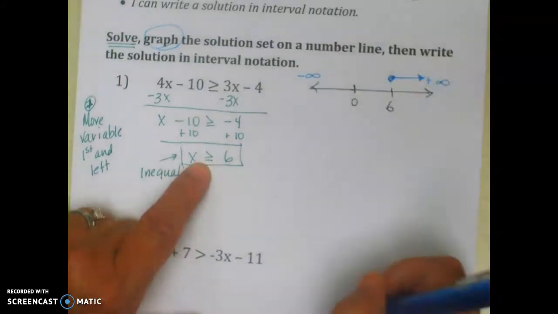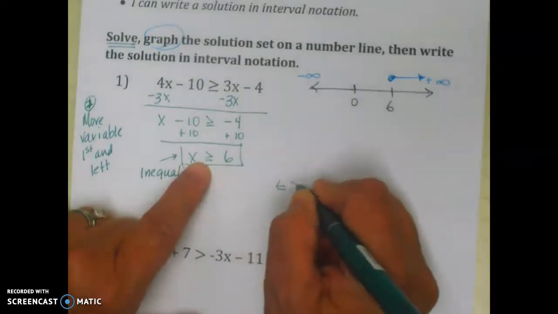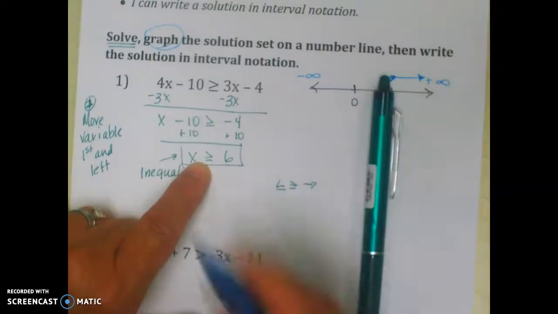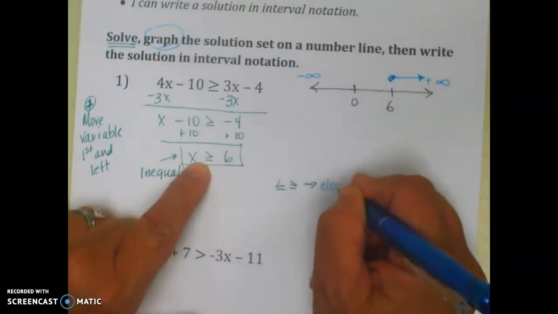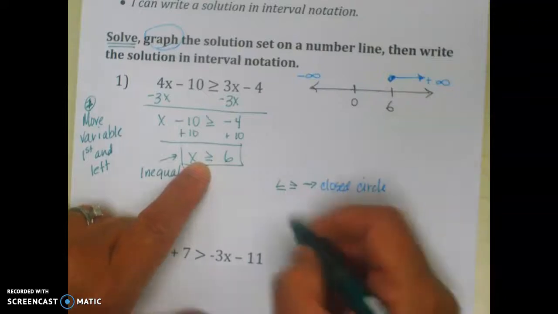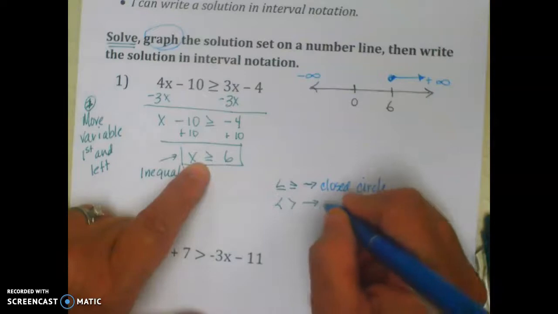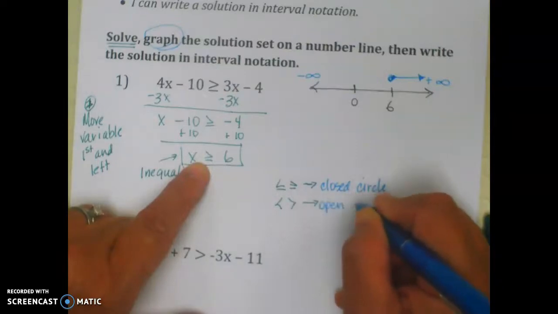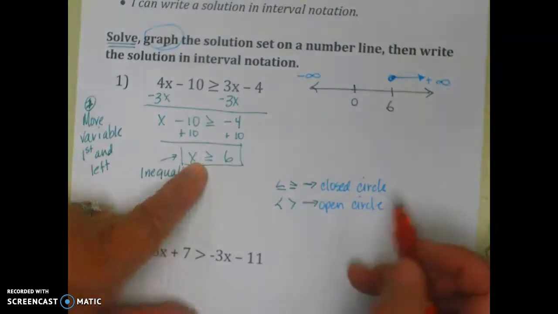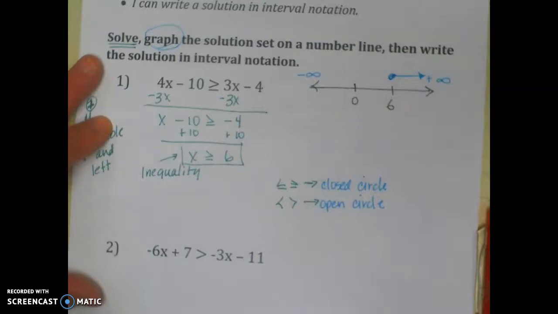Okay. So I'm going to do a little cheat sheet down here. If we have greater than or equal to or less than or equal to, that means that it's going to be a closed circle. If it was less than or greater than like that with no equal sign, then you would have an open circle on the number for graphing. Okay. The next thing we're going to do, we graph and we set it on a number line.